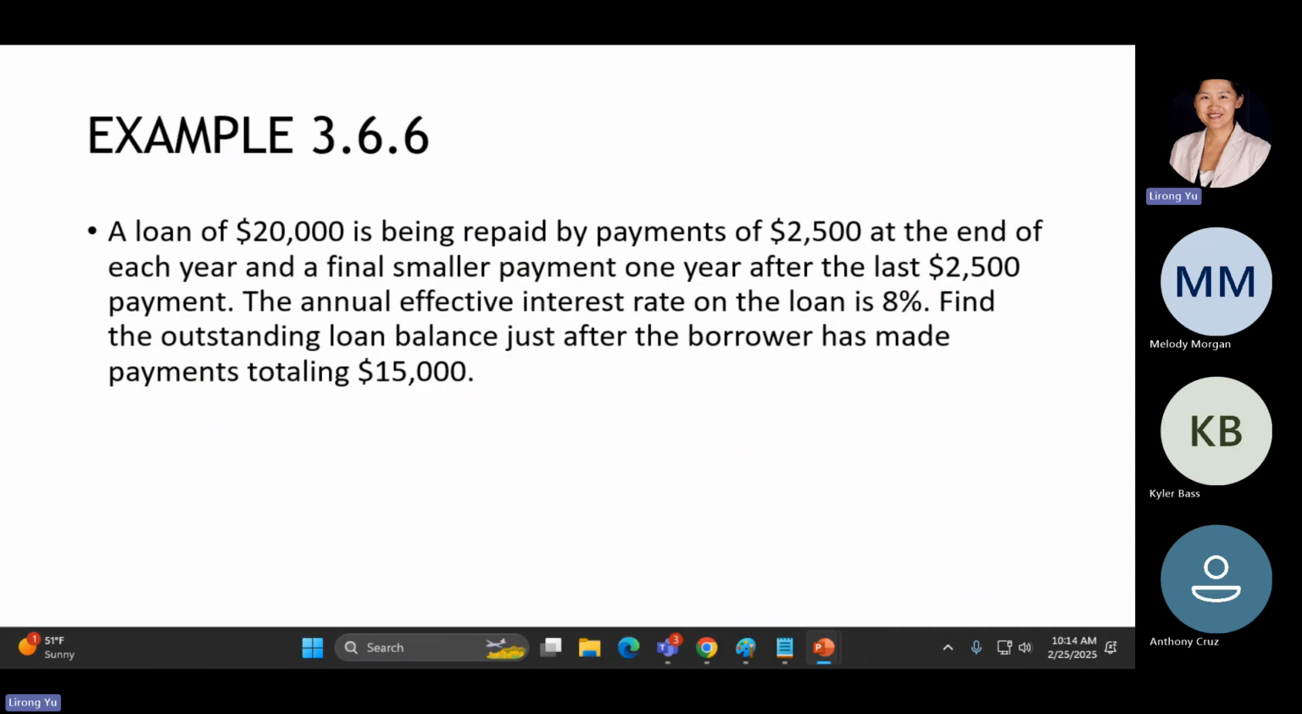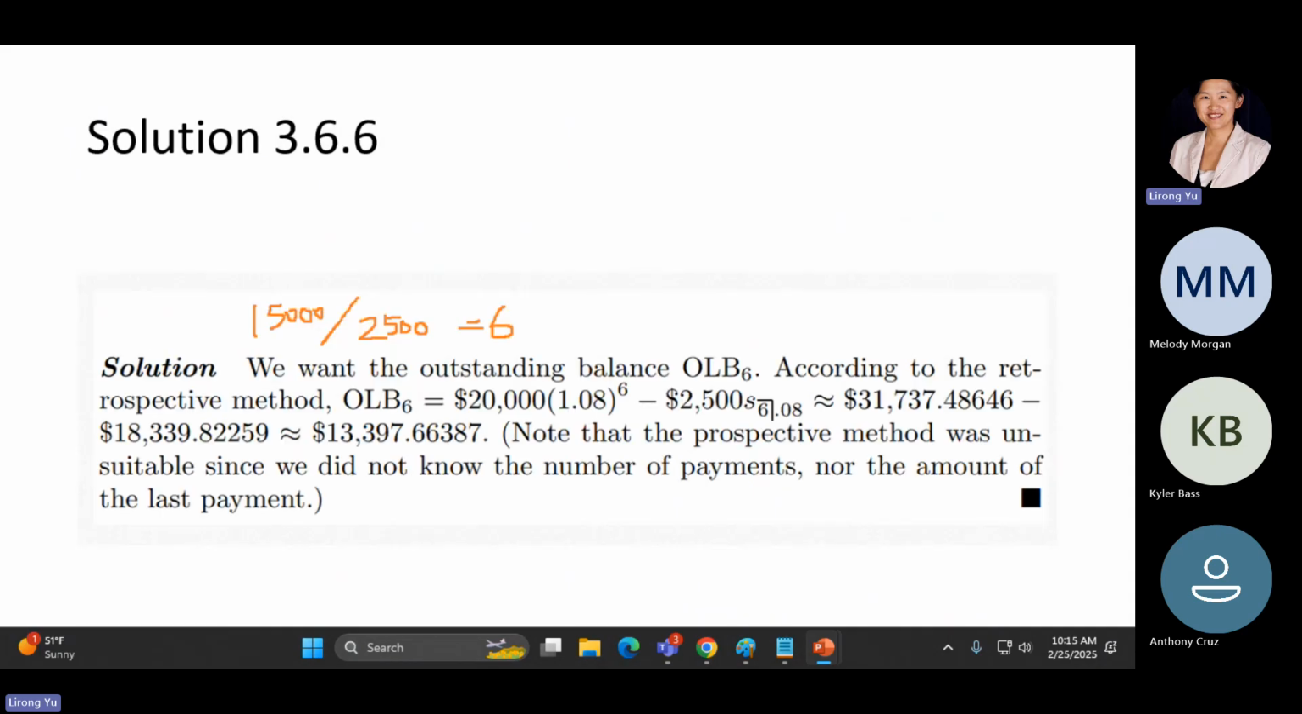So we're trying to find the outstanding loan balance just after we have made the total payments of 15,000. If you paid 15,000 and every payment is 2,500, that is 15 divided by 2.5, which is 6 payments. So that is right after the 6th payment. What would be the balance? This will be the calculation.